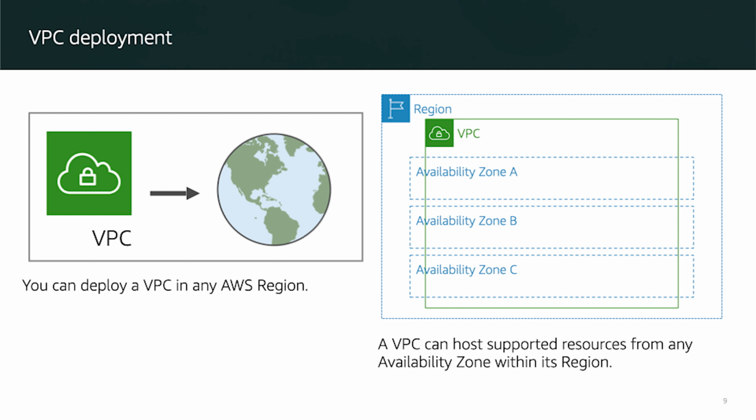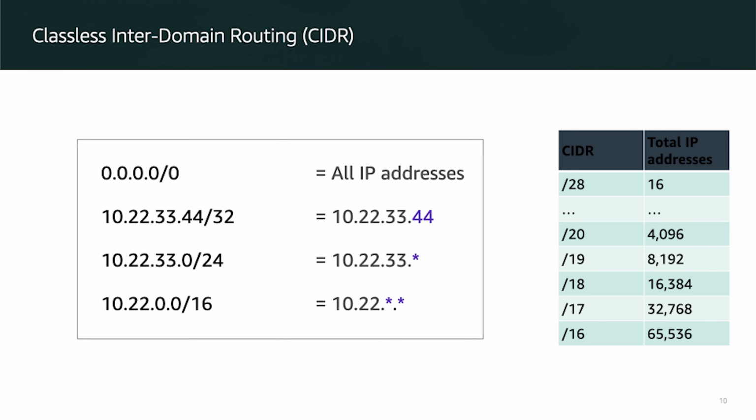This means that the VPC cannot span multiple regions. However, a VPC spans multiple availability zones in a single region, so it can host supported resources from any availability zone within the same region. When you create a VPC, you provide a set of private IP addresses that you want instances in your VPC to use. You specify this set of addresses as a CIDR block, or classless inter-domain routing.